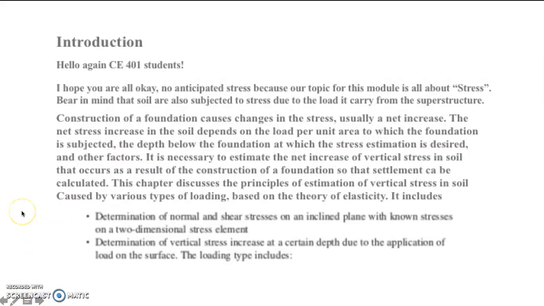So basically, when we talk about stress distribution, that is the stress that is caused by a certain load that is being applied on a certain area. So when the structure is constructed on the ground, the self-weight and the live load imposed over the structure are transmitted to the foundation. So we have to bear in mind that soil is also subjected to stress due to the load it carries from the superstructure.